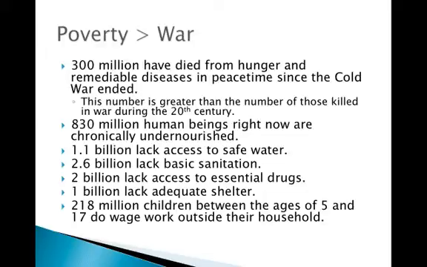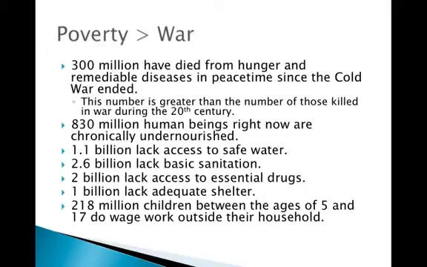So right now, 300 million people have died from hunger and remedial diseases in peacetime since the Cold War ended. So people are dying of hunger and curable diseases in peacetime. That's more people than war, during the 20th century at least. 830 million human beings are chronically undernourished. That means it's not just short-term malnourishment or undernourishment. It's chronic. It's over a long period of time. In fact, many people have grown up for a long time without that.